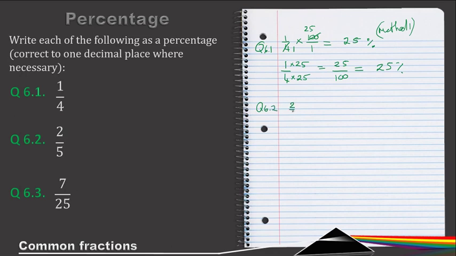So 6.2, we've got 2 over 5, and I want to write it as a percentage. All I do is multiply it by 100 over 1. And then 5 can go into itself once and into 100 20 times. And then 2 times 20 is 40. 1 times 1 is 1. So this is just then 40%. And then for question 6.3, I've got 7 over 25. So, second method, I can change this 25 into 100 by multiplying it by 4. What I do at the bottom, I have to do at the top. 7 times 4 is 28 over 100. So 28 over 100 is equivalent to 28%.